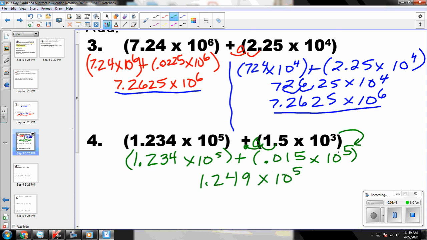Remember, your exponent stays the same. You don't add 5 plus 5 because when you add fractions and you get a common denominator, your denominator stays the same. Well, when you add numbers in scientific notation, your exponent stays the same. It's still a times 10 to the 5th. Is this in scientific notation? Yes, it is. So we are good. That would be our answer.